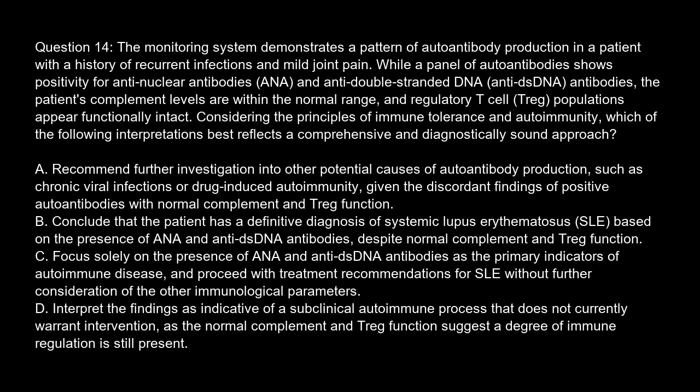Option C. Focus solely on the presence of ANA and anti-dsDNA antibodies as the primary indicators of autoimmune disease, and proceed with treatment recommendations for SLE without further consideration of the other immunological parameters. Option D. Interpret the findings as indicative of a subclinical autoimmune process that does not currently warrant intervention, as the normal complement and Treg function suggest a degree of immune regulation is still present.